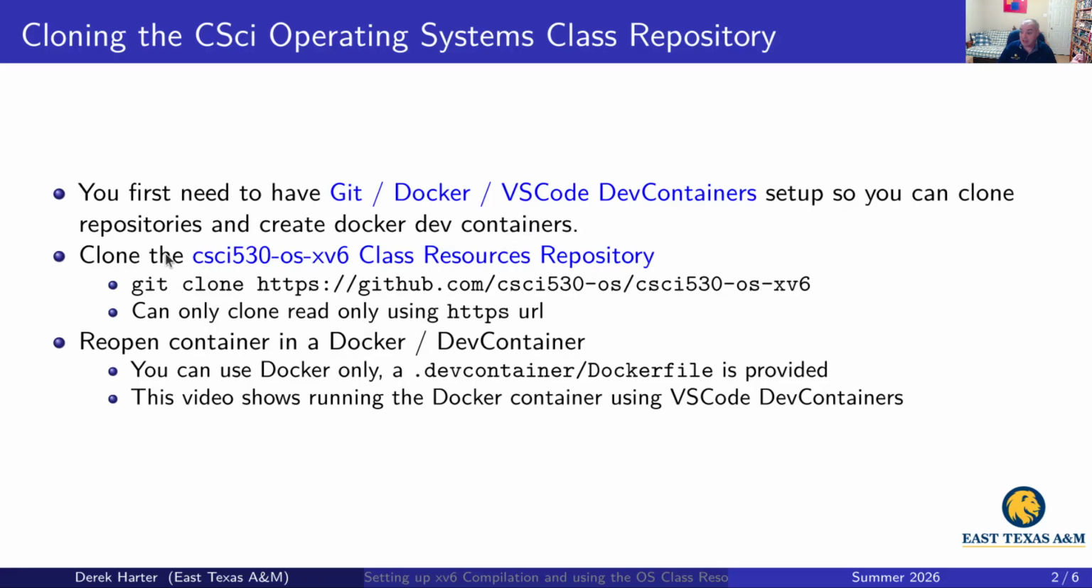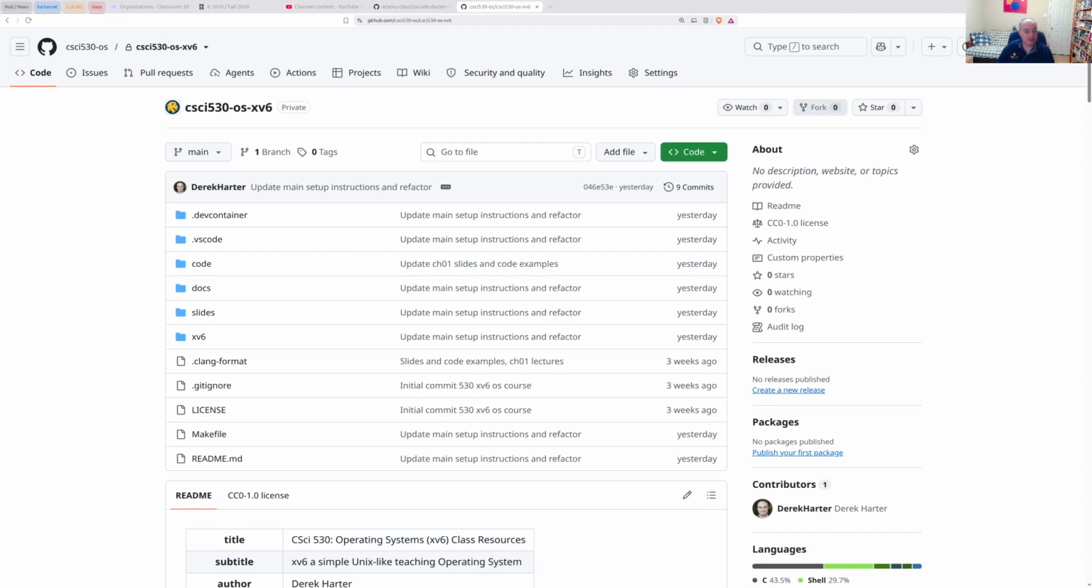Okay, so I'm going to start by cloning the repository and then reopen it in a Docker container in VS Code. Let me go ahead and do that. For my class, there should be a link. Look at the getting started or the class resources, but there should be a link to a GitHub repository that I usually call the class resources repository.